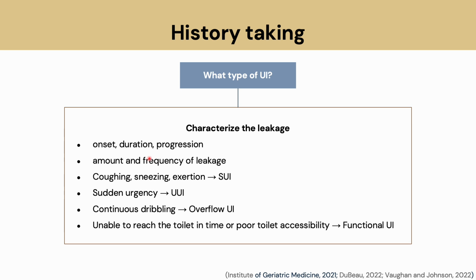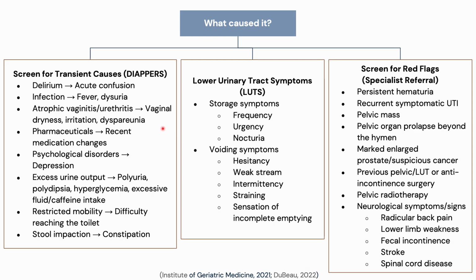suspicious for overflow UI. And if the patient reports being unable to reach the toilet in time, particularly because of impaired mobility, cognitive impairment, or environmental barriers, think about functional UI. In many cases, a careful history alone can strongly suggest the diagnosis, even before you perform the physical examination or order any investigations. Once we identify the type, the next question is what is causing it?